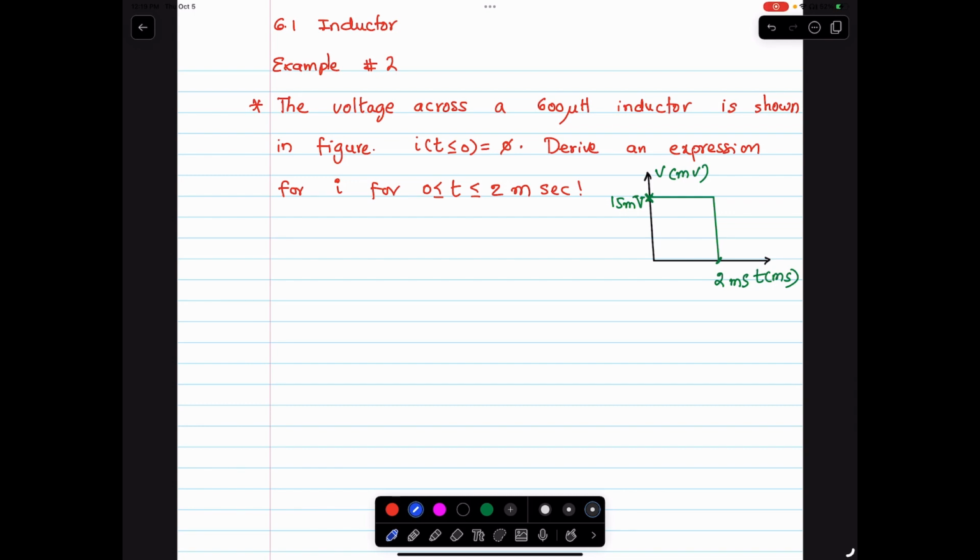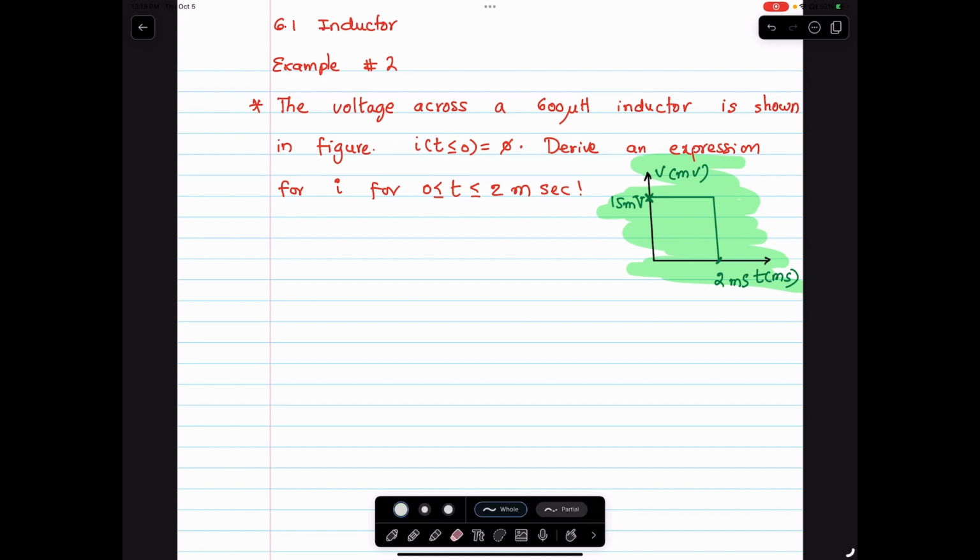Okay, example number 2 for section 6.1. The problem says the voltage across a 600 microhenry inductor is shown in the figure. Okay, that's this figure. The voltage as a function of time is shown in the figure.